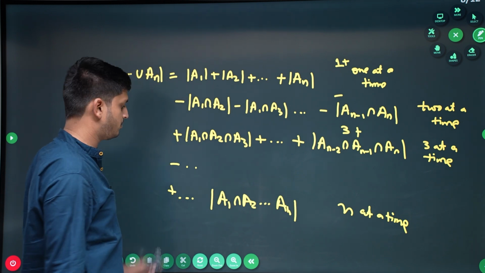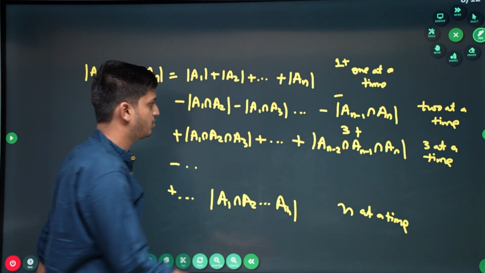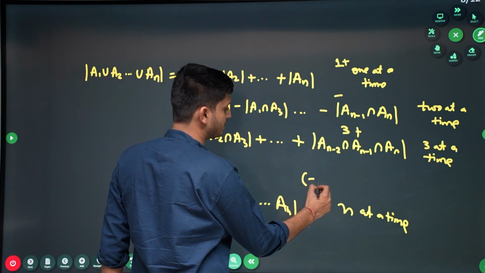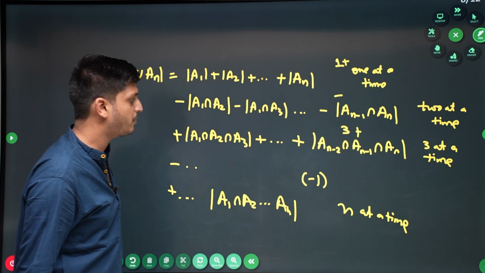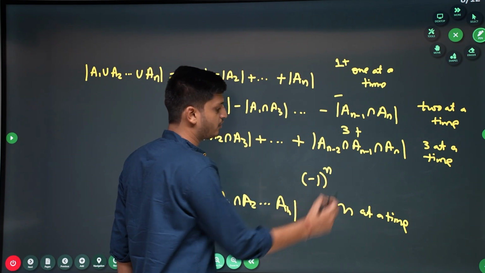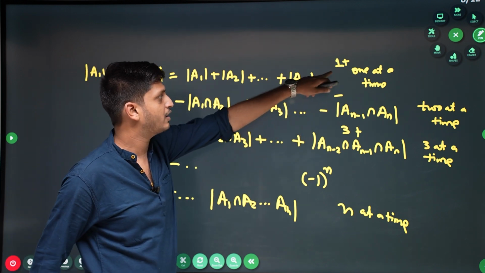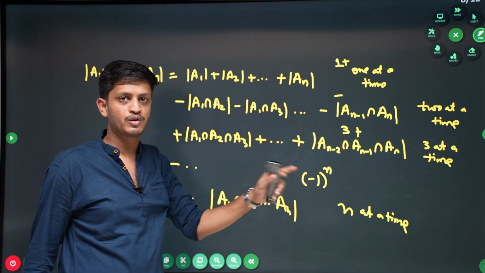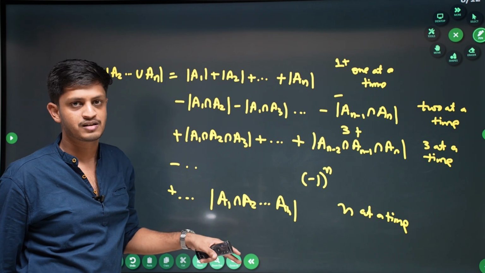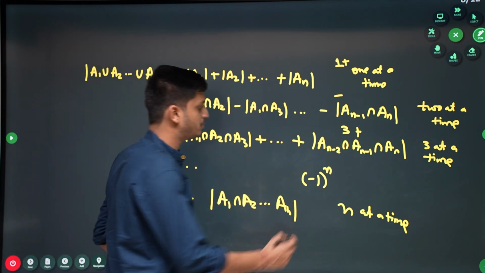What will be the sign, plus or minus? So how to write it? Always write the sign in this form, minus 1 to the power something. So if I write minus 1 to the power n, what will happen? Minus 1 to the power n is not correct, because for n equal to 1 it is minus, but it should be plus. For n equal to 2 it is minus. So it should be minus 1 to the power n minus 1.